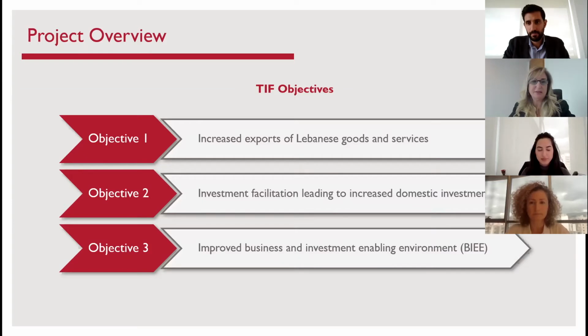TIF objectives. Under TIF, we have 3 objectives or 3 components. Objective 1 is increasing export of goods and services. Here when we say goods, it's manufacturing, it's product, and it's services, meaning knowledge economy and business services. Objective 2 is facilitating access to finance. Objective 3 is improving business and investment enabling environment, BIEE, related to policies, regulation, and reforms.